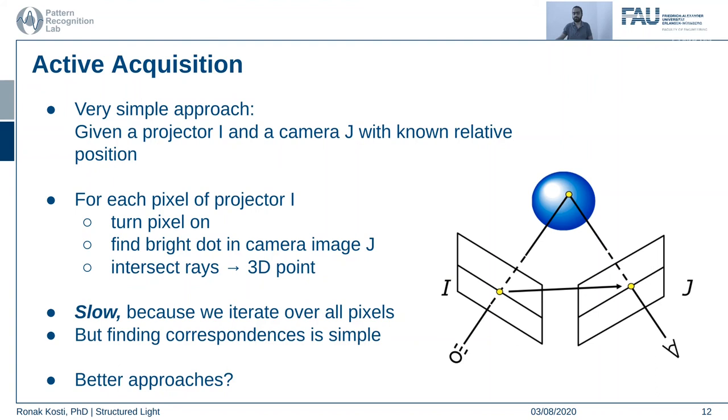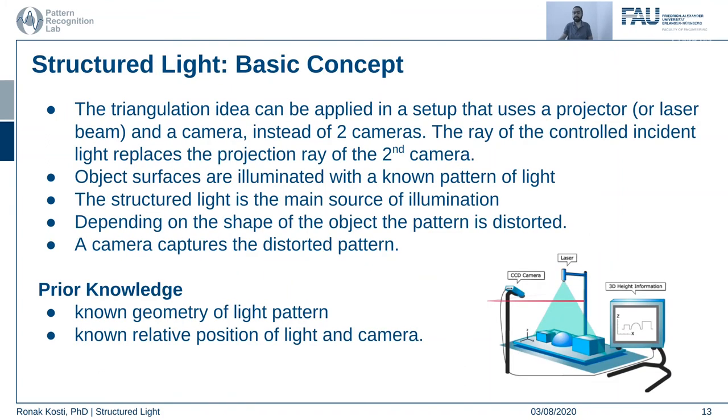So the basic concept, as we have seen until now, is that the triangulation idea can be applied in this setup that uses a projector here. For example, in this case, it's a laser projector or a beam projector and a camera. Instead of using two different cameras, you are just fixing one camera. The laser will project the light source on the real world scene, and the camera will capture this beam and the corresponding underlying geometry.